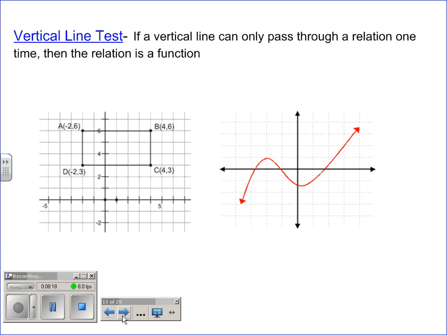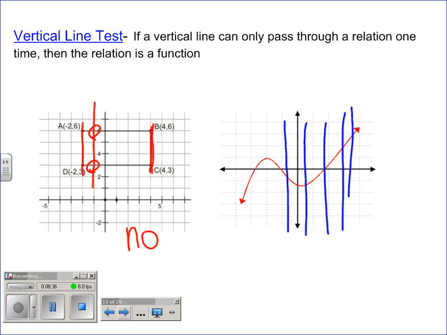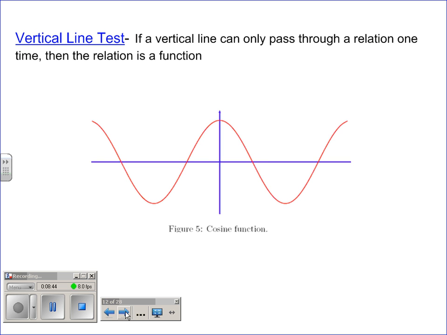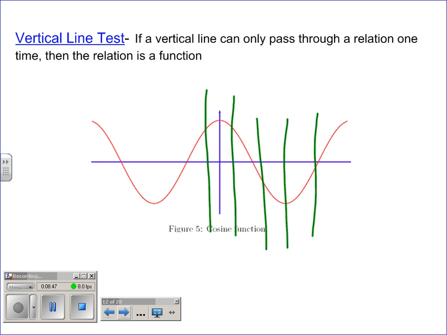Now we have a rectangle, and this is not a function because it passes through twice here. The vertical line passes through an infinite number of times on the ends. So this is not a function. In this next example, when we draw our vertical lines, there is no place where a vertical line will go through twice. So yes, this is a function. And this one as well is also a function. When you draw your vertical lines, there's no place where the vertical line will pass through more than once. So yes, this is a function.